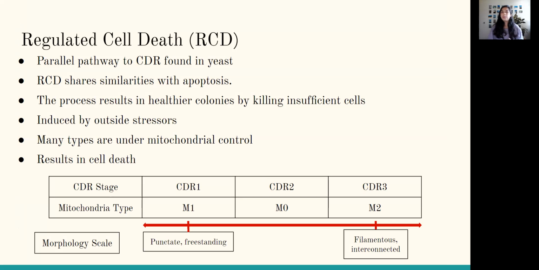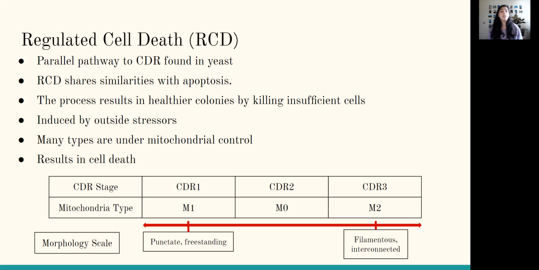It shares similarities with apoptosis, and to be completely honest, it is not the perfect parallel pathway for CDR, because the end result of regulated cell death is cell death. Whereas with CDR, you can usually recoup those cells so that they are living and active again. Regulated cell death ends in cell death. And so the process in general is to produce healthier colonies by killing off the cells that are inhibiting the overall fitness of those colonies or of the environment.